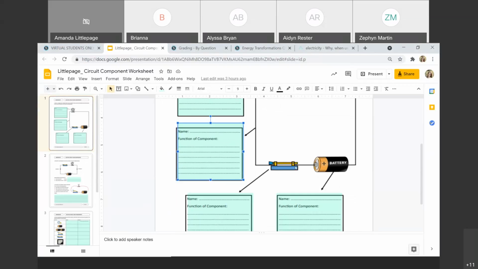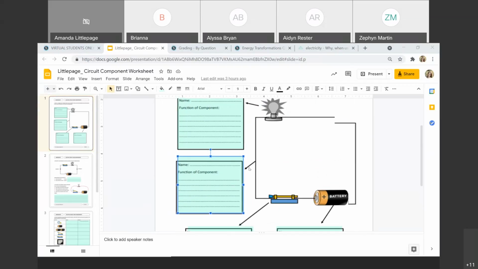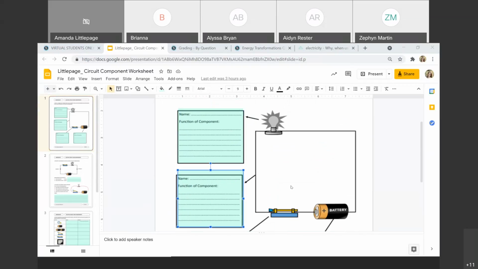You have a switch. And then lastly, you have your battery or a power source. So these are your four basic components of a circuit. And you guys have seen me demo things in lab over the past few days.